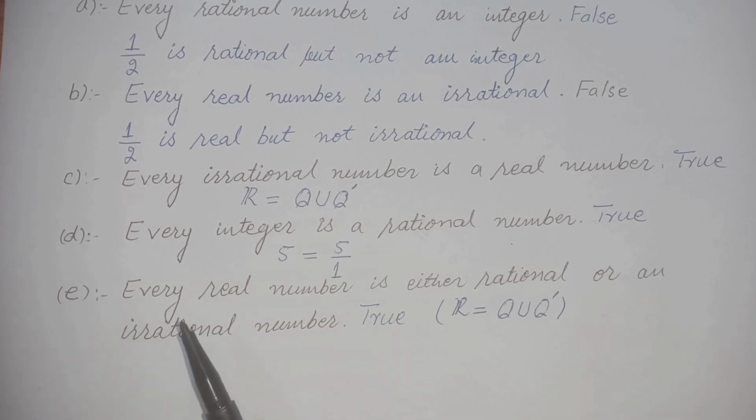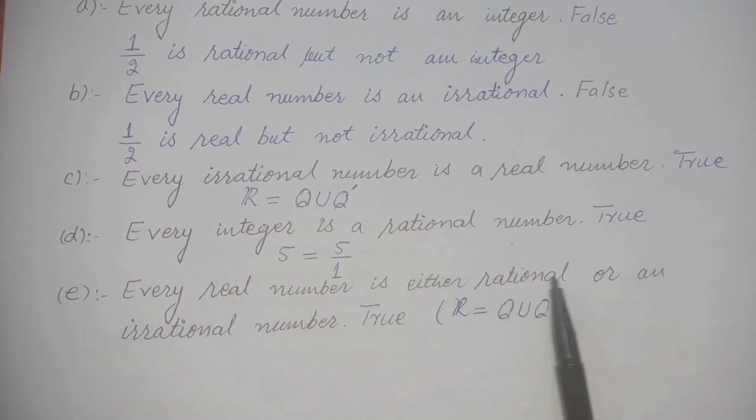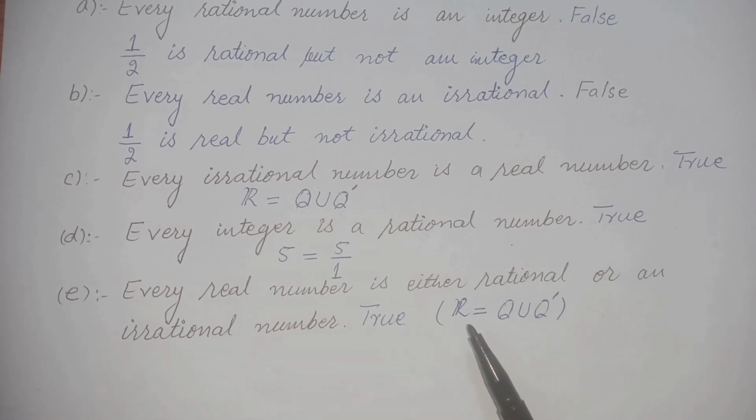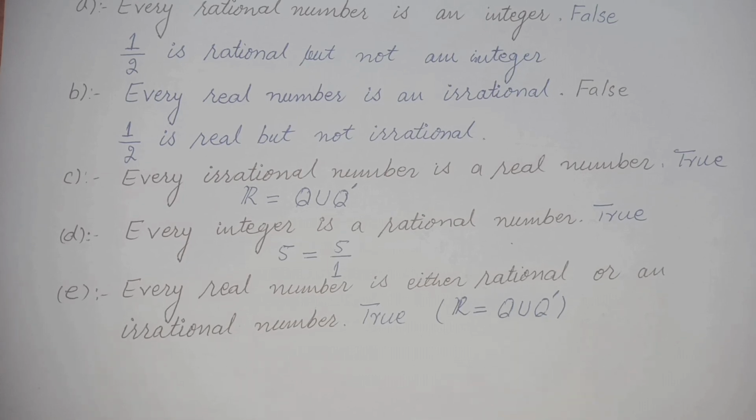Part E. Every real number is either a rational or an irrational number. It is true because the set of real numbers is the union of rational and irrational numbers.